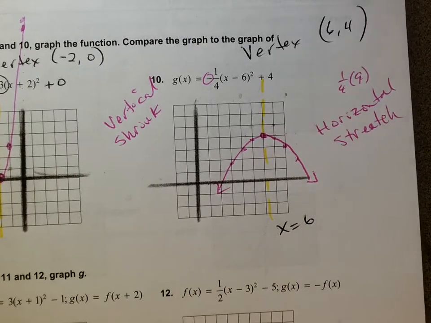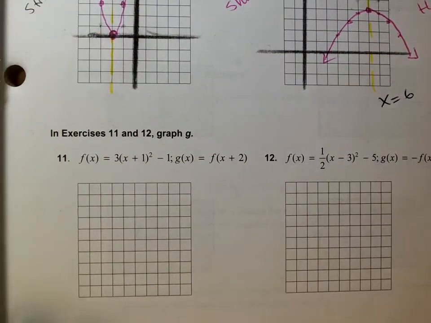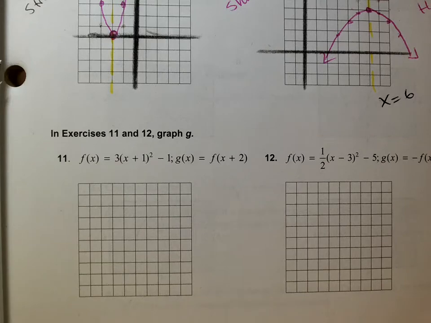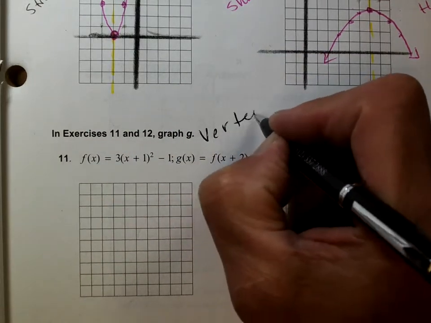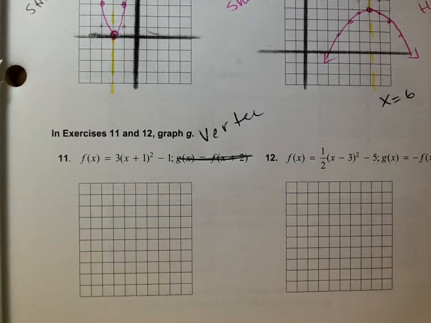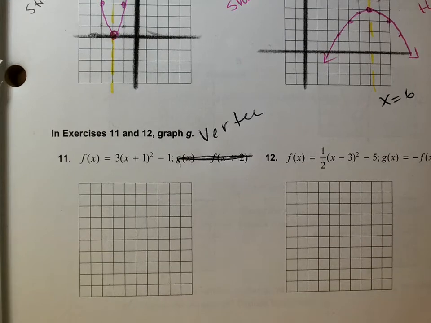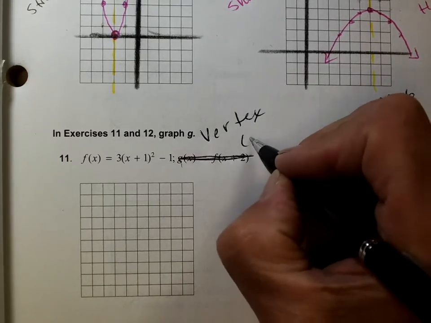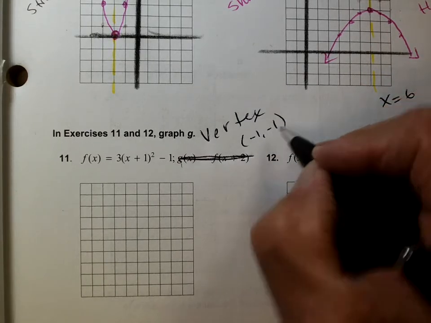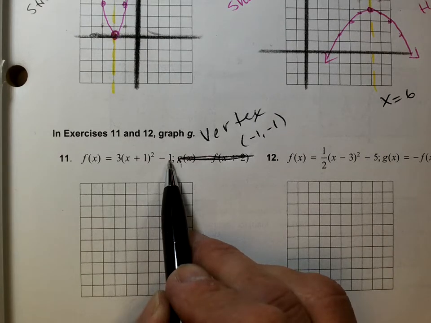All right, let's look at 11. Where's my vertex? Let's just do this one. Where's my vertex? -1 and -1. Perfect. Yes, in the fourth quadrant. -1, -1, because it's the opposite of that, right? And it's going to be 3 times and up, right?